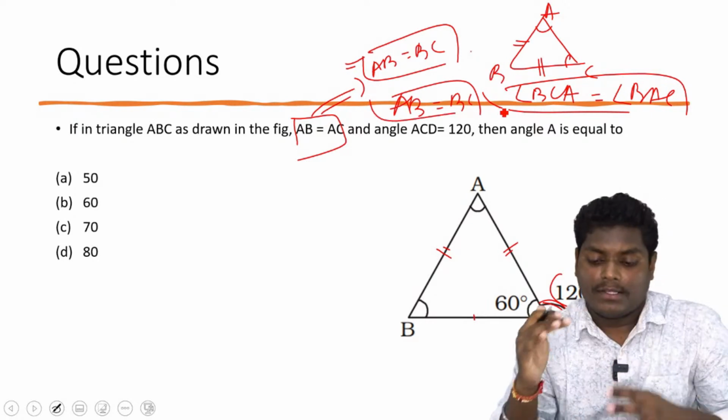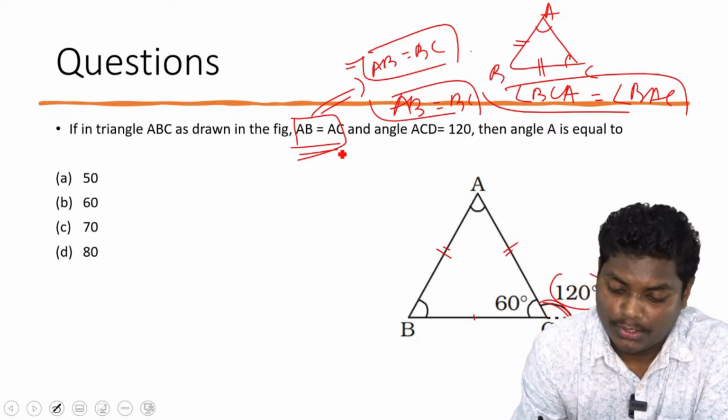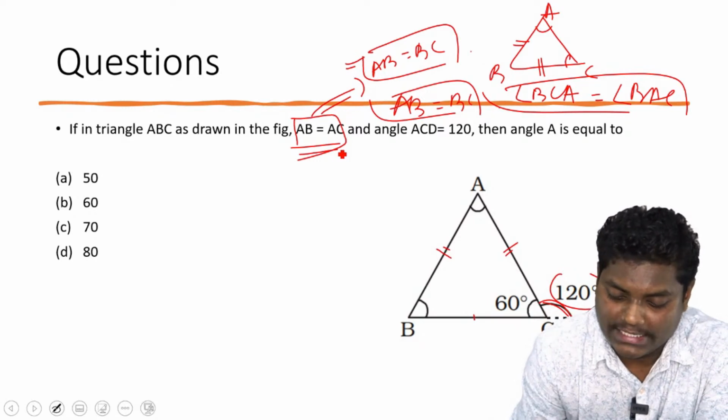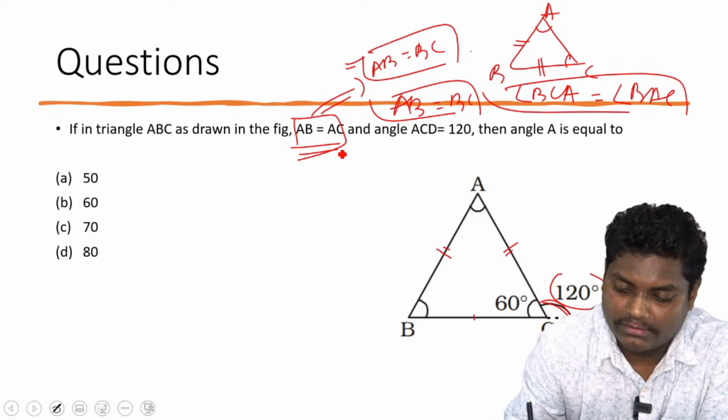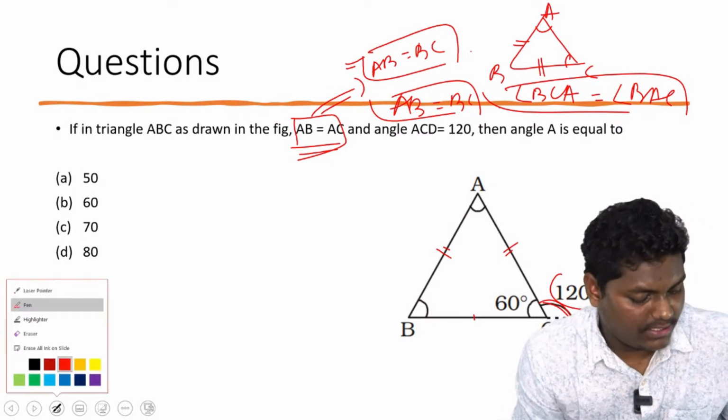Now here also we are having the same thing. AB is equal to AC. So if AB is equal to AC, so this angle B, I'll just change the pen.